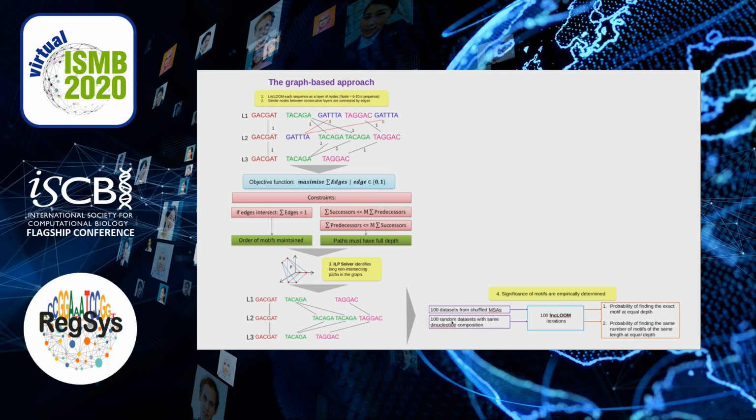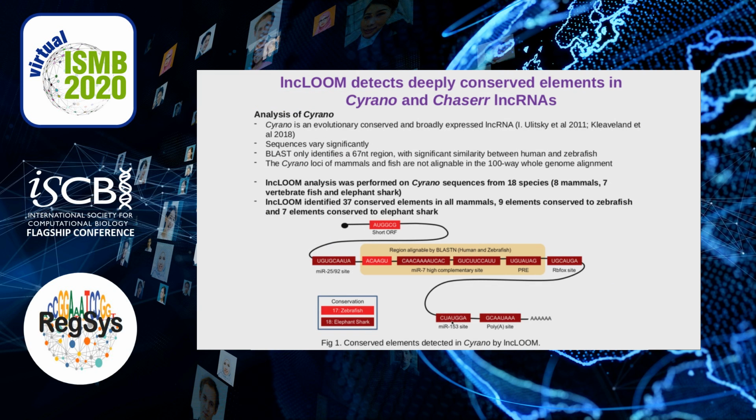To demonstrate the power of LncLOOM, we performed an analysis of Serrano and chaser lincRNAs. The Serrano lincRNA is broadly expressed, but the sequences vary significantly. So, for example, if you run a BLAST between the human and zebrafish Serrano sequences, BLAST will only identify a very short region of 67 nucleotides. Further, if you look at the 100-way whole genome alignment, no alignment is detected between the loci of mammals and fish Serrano species.